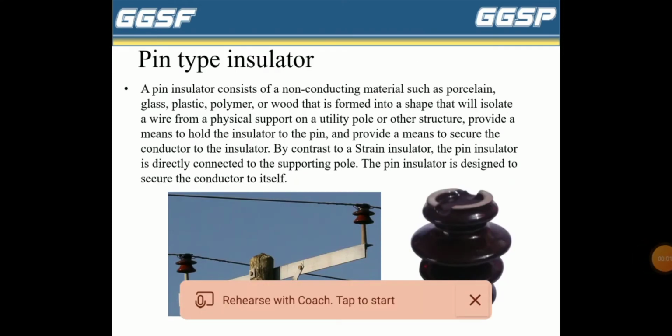Pin type insulator. A pin type insulator consists of a non-conductor material such as porcelain, glass, plastic, polymer or wood that is formed into a shape that will isolate a wire from a physical support, such as a utility pole or other structure, and provide a means to hold the insulator to the pin. By contrast to a string insulator, the pin insulator is directly connected to the supporting pole. The pin insulator is designed to secure the conductor to itself.